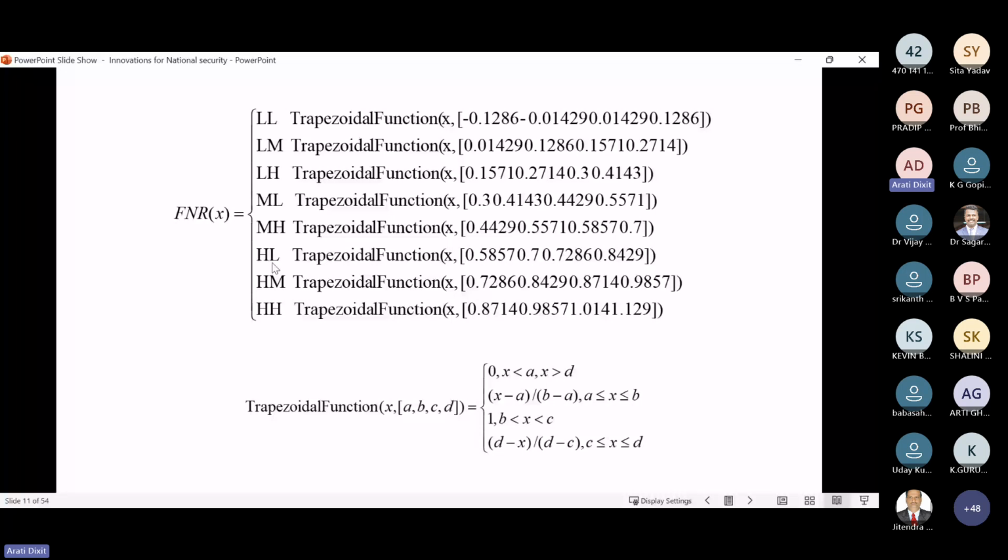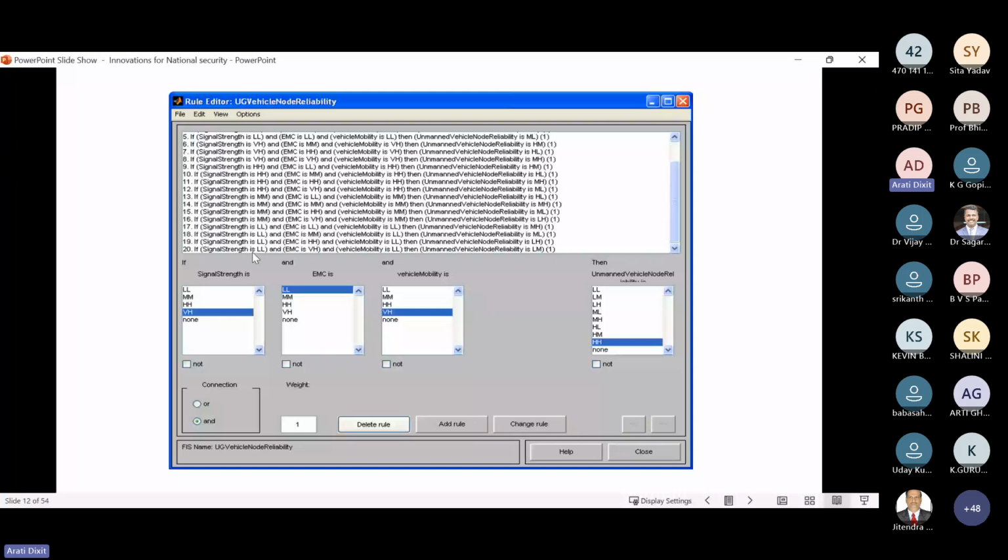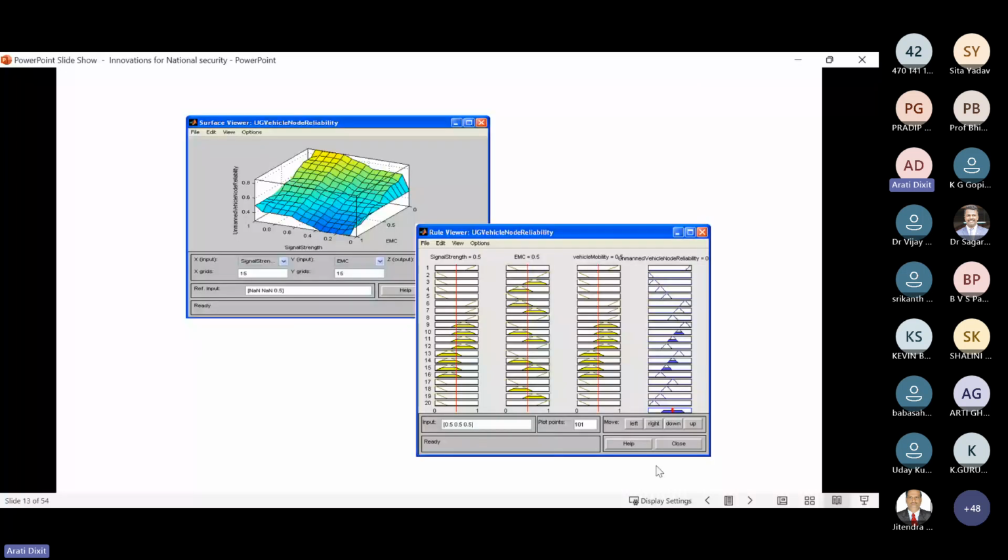So these are different rules that are proposed here to take into account different constraints that we have, and we can come up with a conclusive value for the node reliability as we see here. So reliability can be defined in these different categories as we see. Yeah, so just a quick glimpse of the surface view and the rule viewers in MATLAB for that.